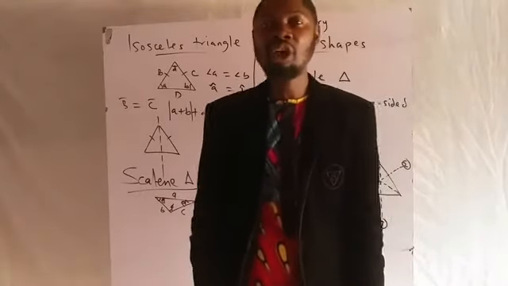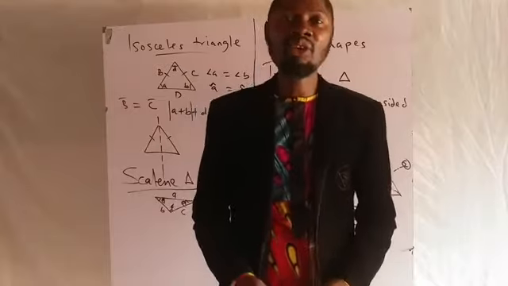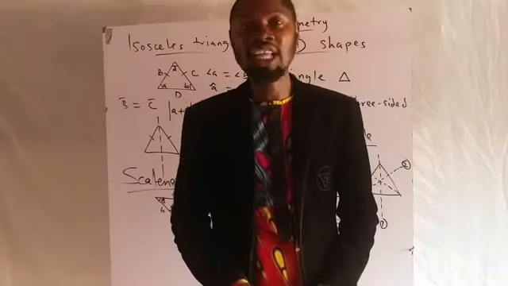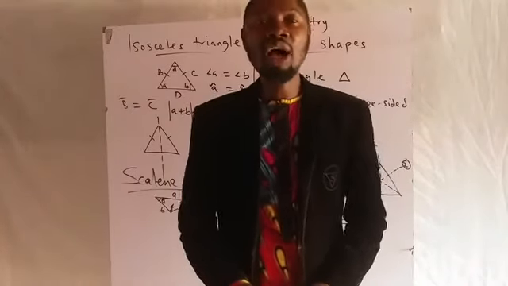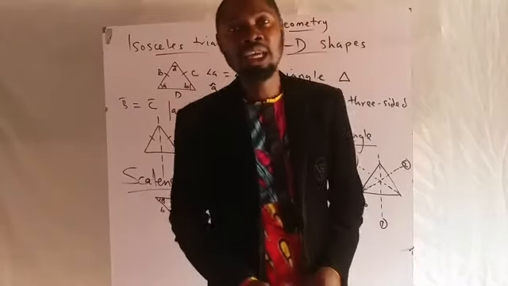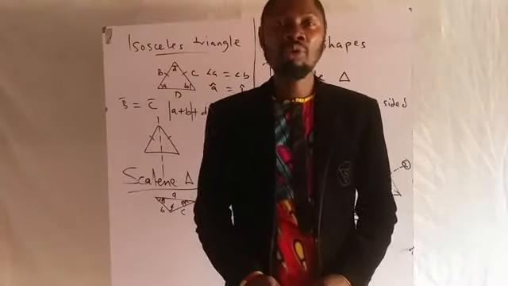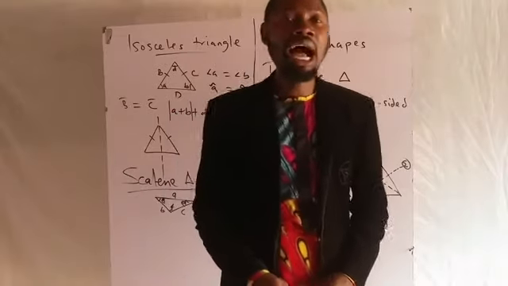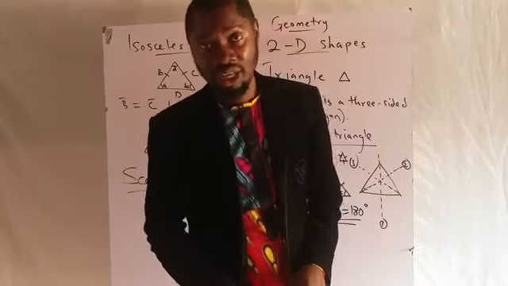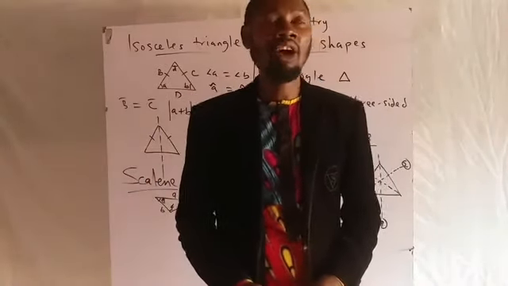Then for the scalene triangle, I said it is a kind of triangle that has no equal side. A scalene triangle has no equal side, therefore it has no equal angle. And a scalene triangle has no line of symmetry.